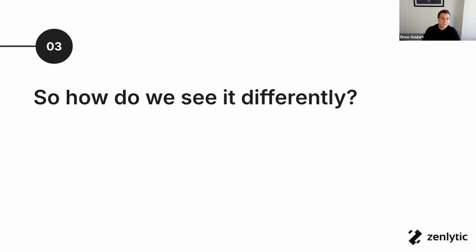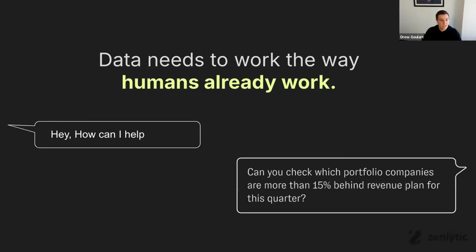So how do we see it all differently? Why at Zenlytic do we think we can be the one that solves the holy grail of BI, which is making it self-serve? Well, we believe data needs to work the way humans already work if you actually want to enable self-serve. What does that mean? It means that the same question that you'd otherwise send in an email to an analyst or tap them on the shoulder at the office, you need to be able to ask in the same way you'd otherwise ask that person and get a meaningful response back.